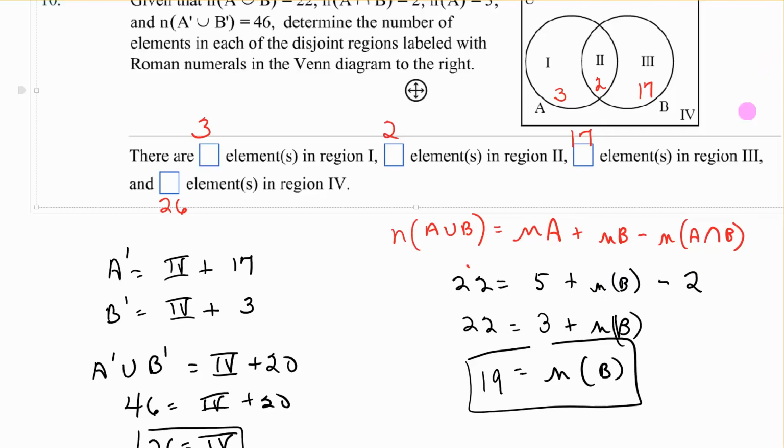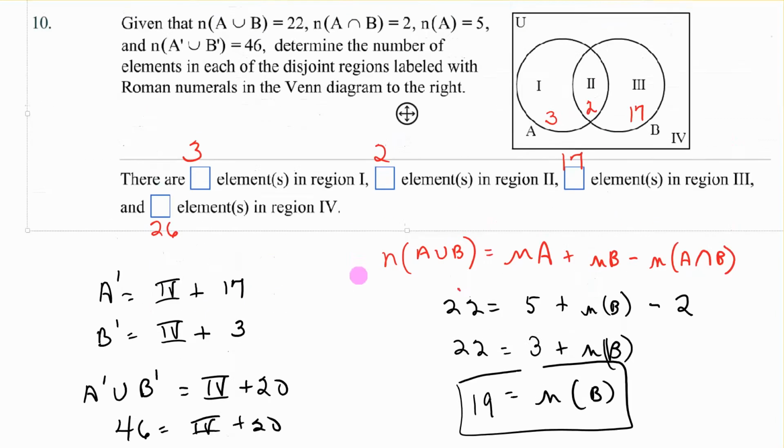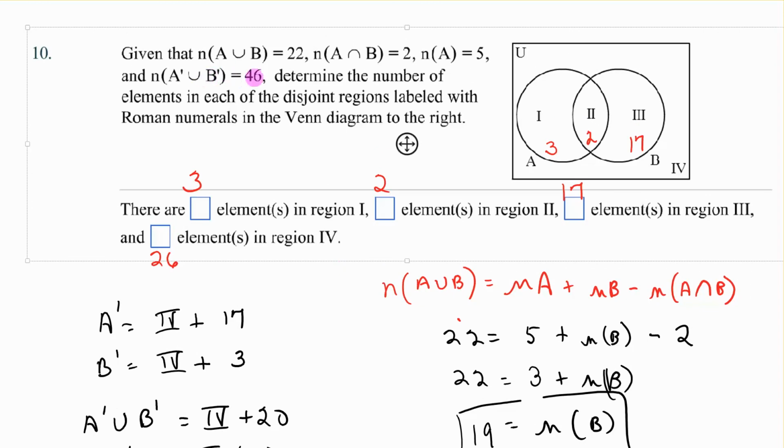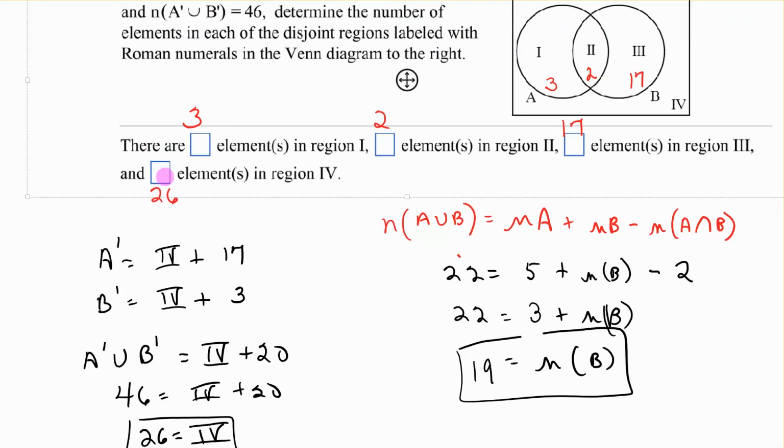All right, so A prime, everything not in A, is equal to the group 4, that's all of this, plus 17. So B prime is equal to 4 plus 3. If I add those two, I get group 4 plus 20. Okay, that's the union of A prime and B prime. Subtract 20 from the 46. We were given that this is 46. So if I substitute 46 there and subtract that, I get 26 is in region 4. That's going to be that answer there.